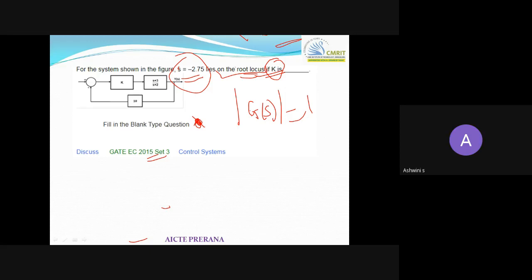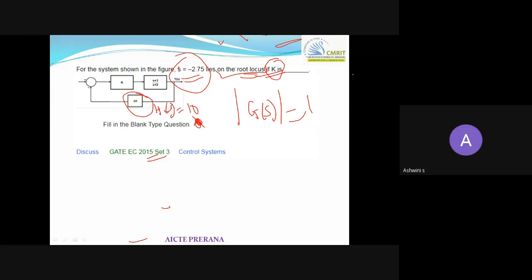So 11. Not 11. You see here it's not a unity loop. It has a value of 10. So H of s is not equal to 1 here. H of s is equal to 10. Oh yes, so calculation mistake.